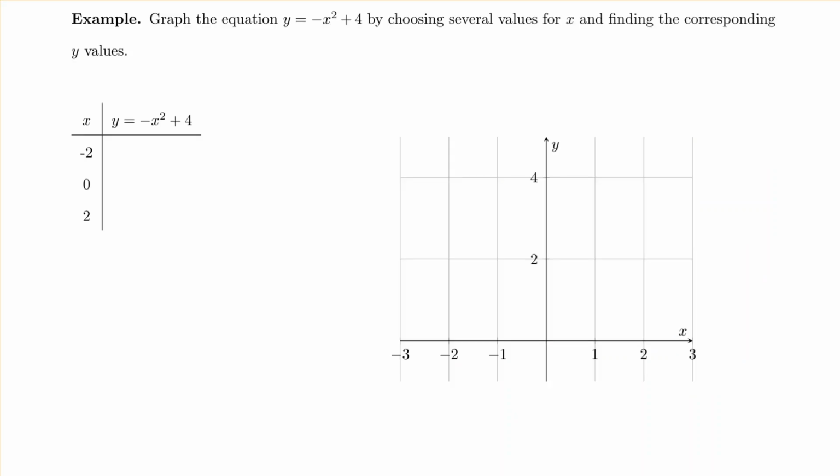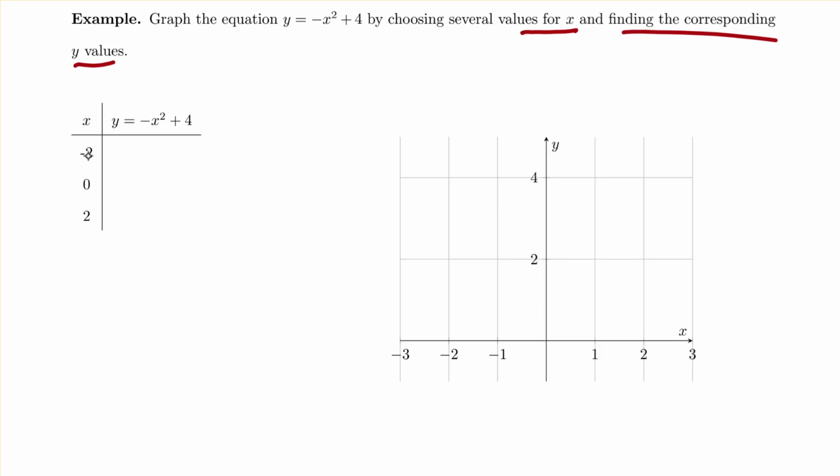Here, let's continue with our next example. So here we're given the equation y equals negative x squared plus 4, and we're asked to graph it by choosing several values for x and then finding the corresponding y values. And then after that, we'd plot the points and then connect them from left to right. Now for this example, some points have already been chosen for us, but if the points aren't provided as the x values, remember to pick a few integers that are negative, 0, and positive.